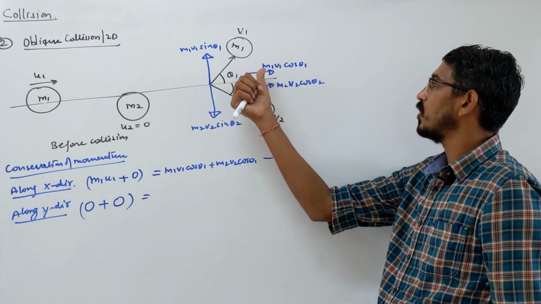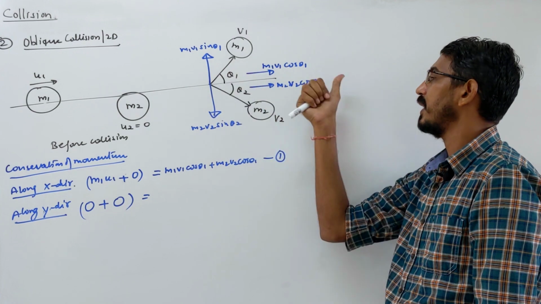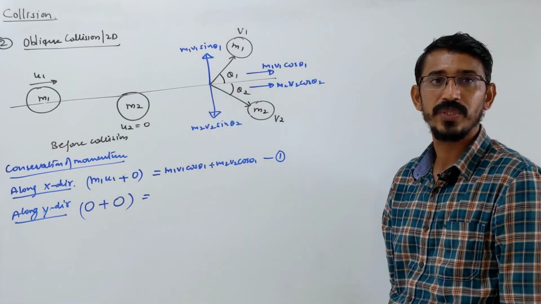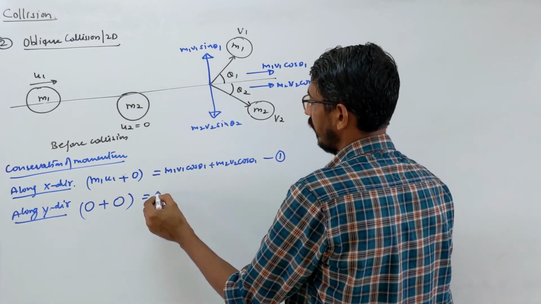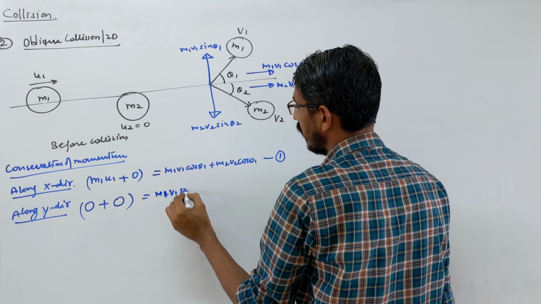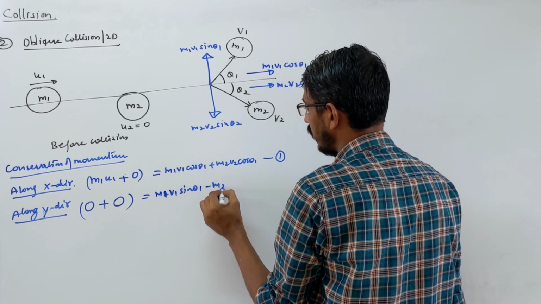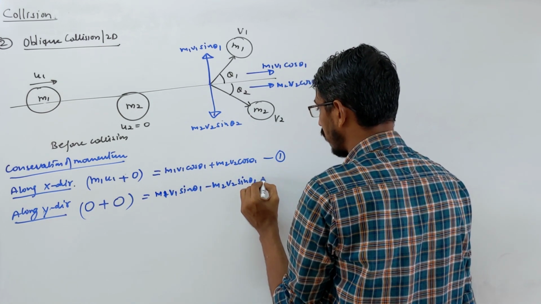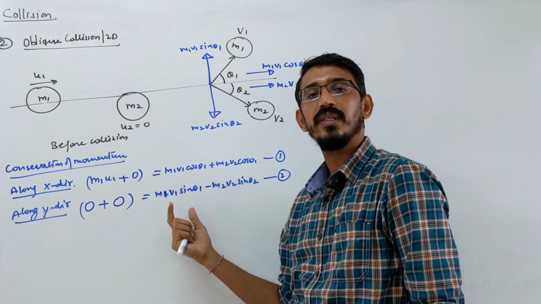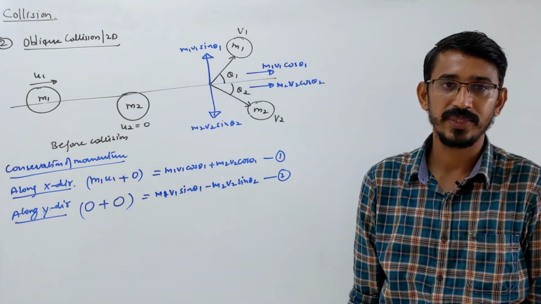Horizontal momentum of the two balls was in the same direction, so you wrote addition. But here this component is upward and that one is downward, in the opposite direction. So if you call that direction positive, the final momentum will be m1 v1 sin theta 1 minus m2 v2 sin theta 2. Equate them, and whatever is unknown, like the final velocities, you can find.